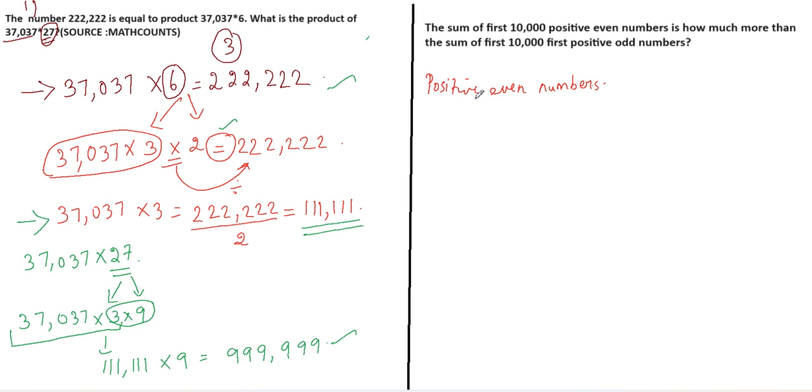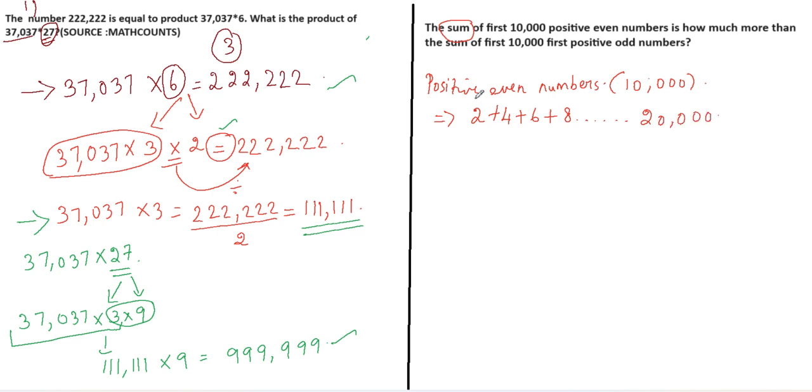Fine. We know that even numbers are going to start from 2, 4, 6. And they are telling us to take the first 10,000 positive even numbers. So imagine we start the number from 2. In the question they have told you sum, which means we need to add up 2 plus 4 plus 6 plus 8, and it is going to go till 20,000.